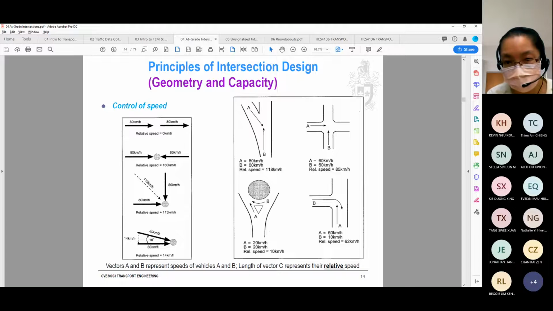Right, and earlier on I said in terms of capacity or safety. So this is in terms of safety, to control the speed. The way we design the intersection also helps to control the speed. So in case any accident happens, the chances of survival are higher.